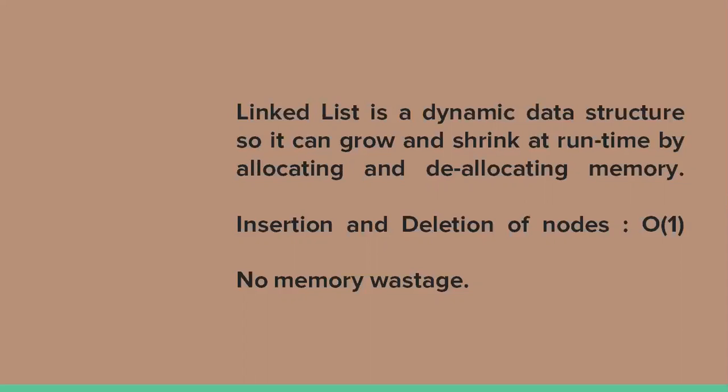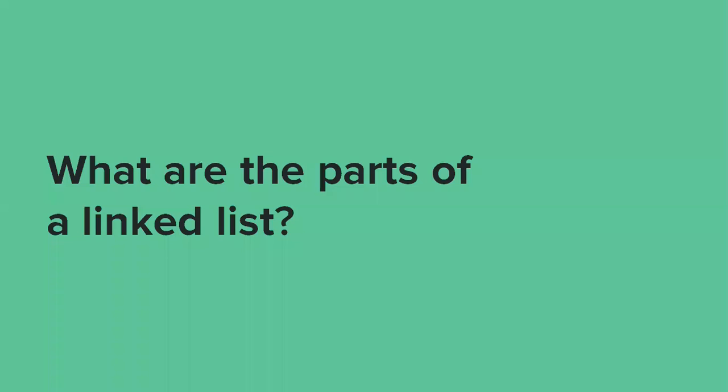So a linked list is a dynamic data structure, so it can grow and shrink at runtime by allocating and deallocating memory. We can grow the linked list or shrink the linked list. Another advantage with the linked list is that insertion and deletion of nodes is quite easy. It is big O of 1 time. And there won't be any memory wastage. Those were the advantages of linked list.